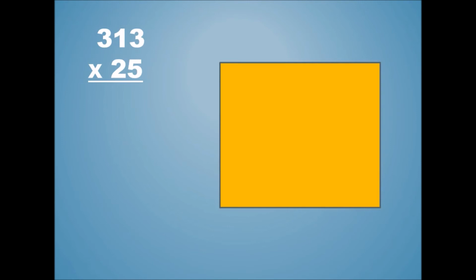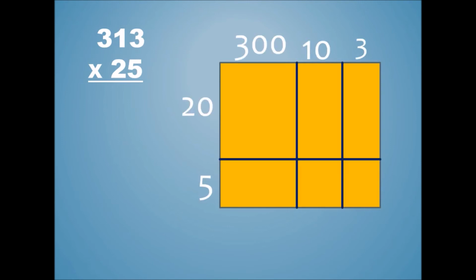313 times 25. Again, we're going to split them up into 3 parts, right? And so then we're going to find the area. So I'm going to go ahead and give you time to do this. Come back together and let's check your answers, okay? All right, go ahead and do this.